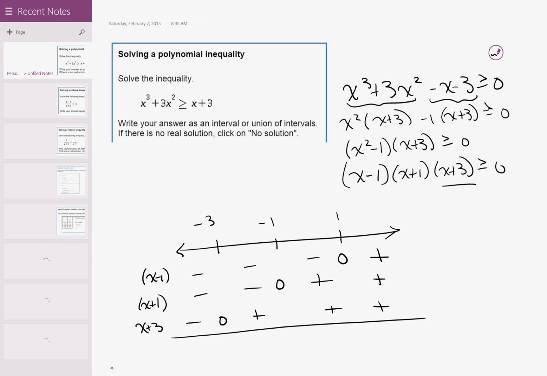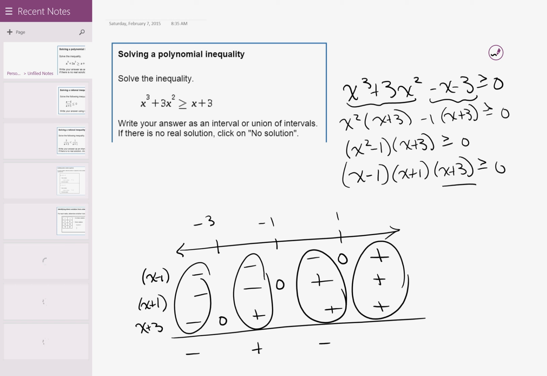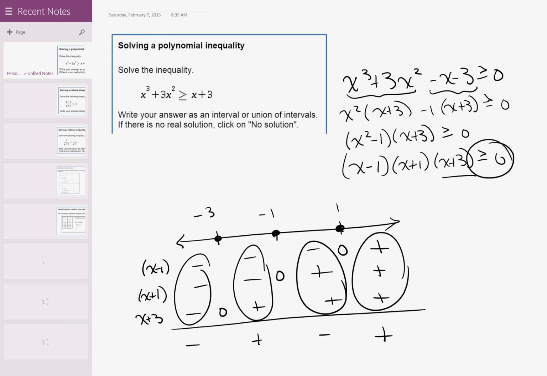And the product of 3 negatives is negative. 2 negatives and a positive is positive. A negative and 2 positives is negative. Positive and positive and positive is positive. And I want greater than or equal to 0. So I will include all these places where the expression is equal to 0.